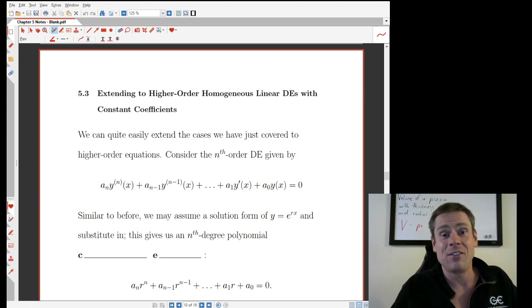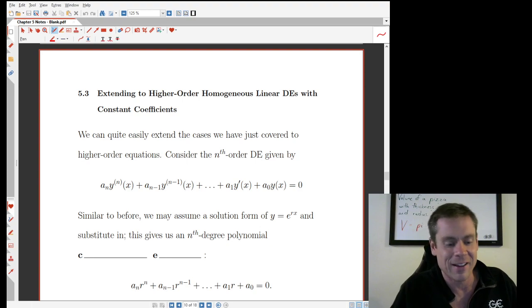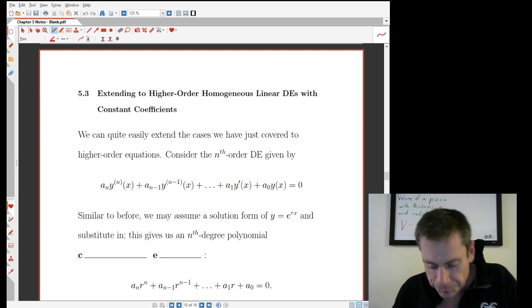Here we're going to extend it to higher order equations, but this is actually usually a section that is left for students to do on their own. So this is actually kind of special. I'm not used to doing this lecture. It's usually left as a self-study for students.